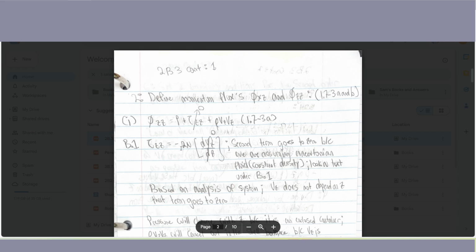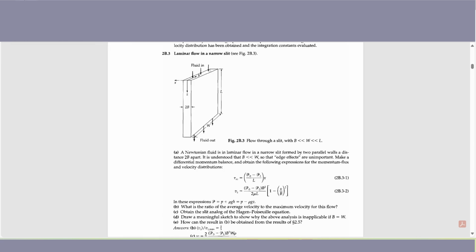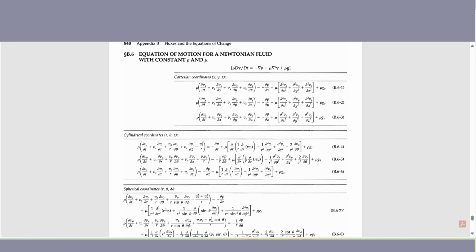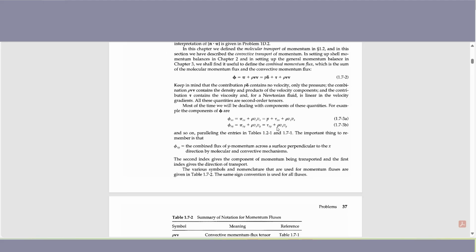All right, so we need to define the momentum fluxes now, just to simplify the equation. I usually look at table 1.7-3, parts A and B, for this. So yeah, okay, 1.7-3 A and B. So what are our momentum fluxes?